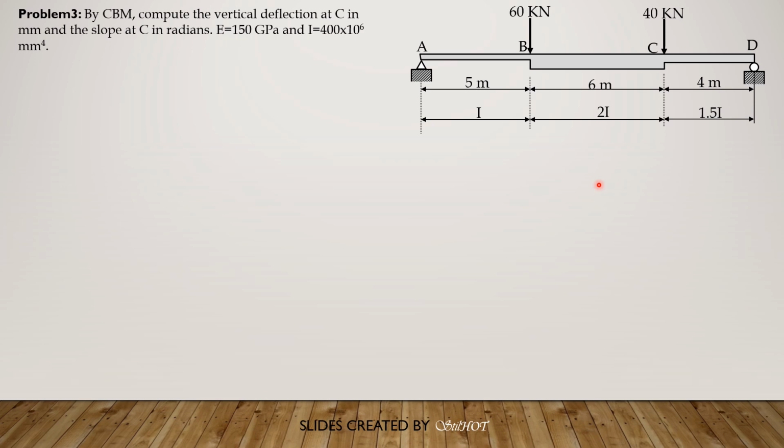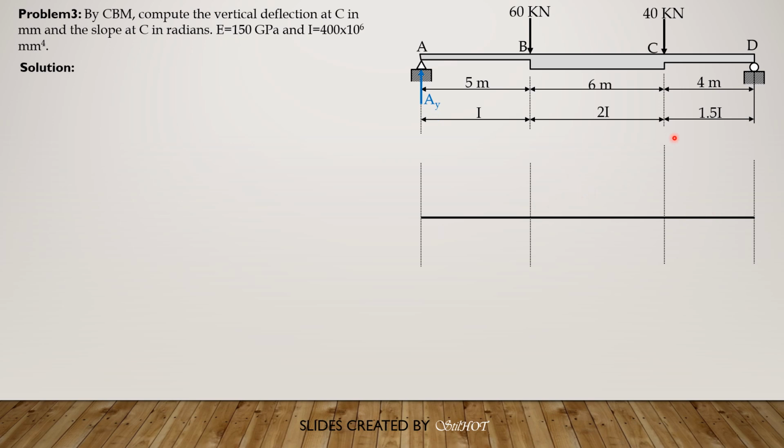So let's compute first for the reactions. So let's prepare the moment diagram by parts. So let's make C as our moment center. So call that AY, AX is 0, then RD. Summation of moment at D equals 0. So AY times 15 minus 60 times 10 minus 40 times 4 equals 0. So AY is 152 over 3 kilonewtons.